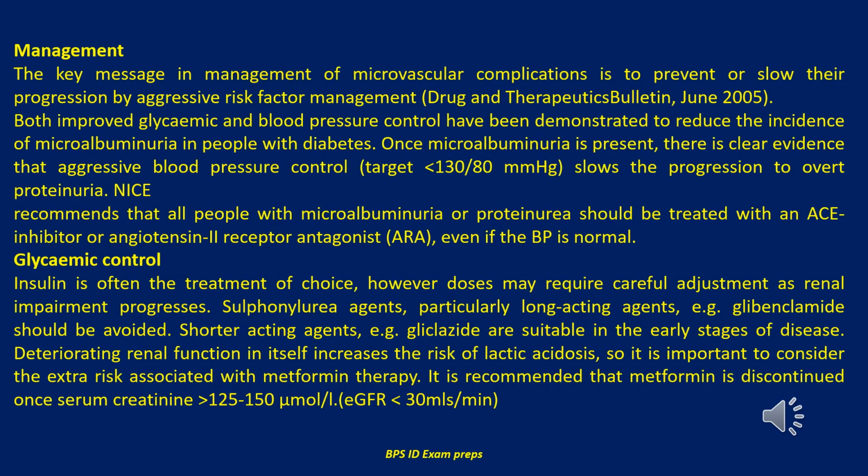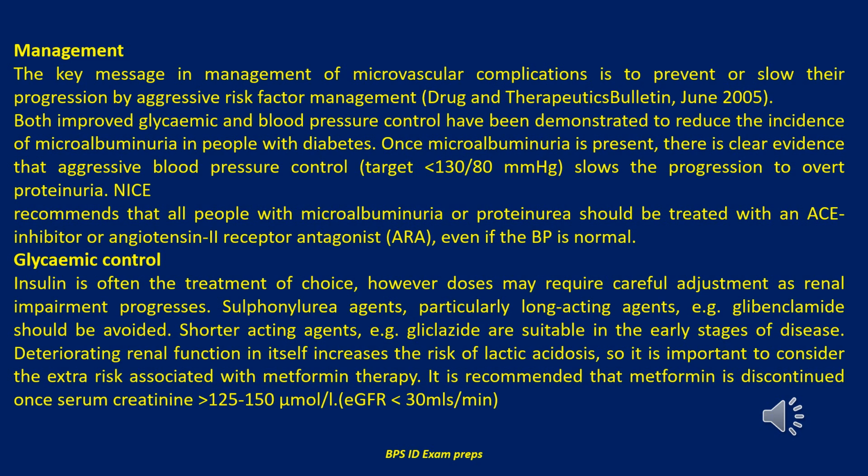Regarding its management, the key message in management of microvascular complications is to prevent or slow their progression by aggressive risk factor management, as published in the Drug and Therapeutics Bulletin, in June 2005. Both improved glycemic and blood pressure control have been demonstrated to reduce the incidence of microalbuminuria in people with diabetes. Once microalbuminuria is present, there is clear evidence that aggressive blood pressure control target below 130 systolic 80 diastolic slows the progression to overt proteinuria.